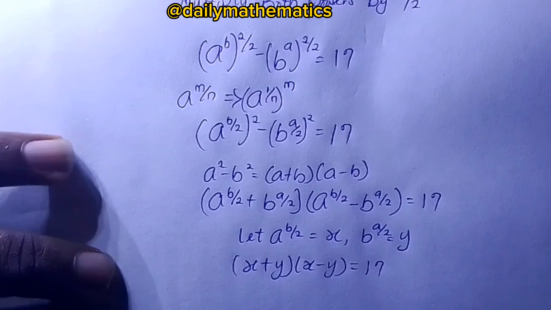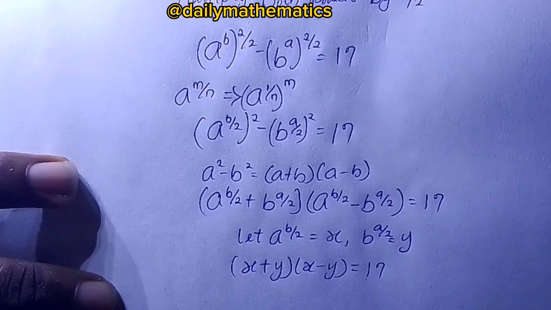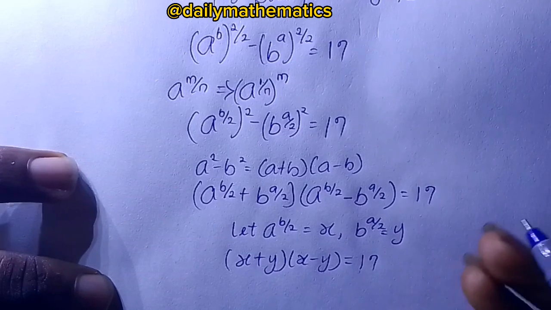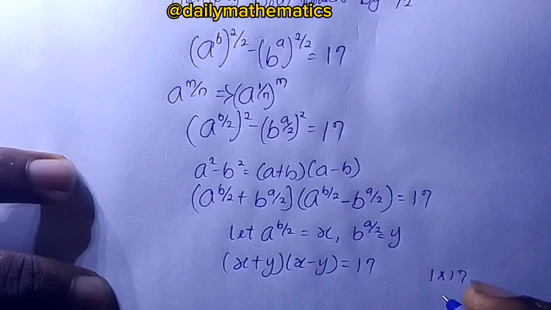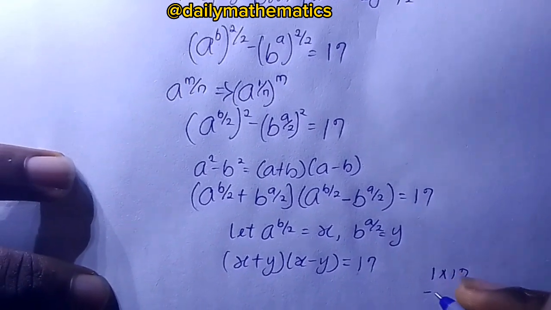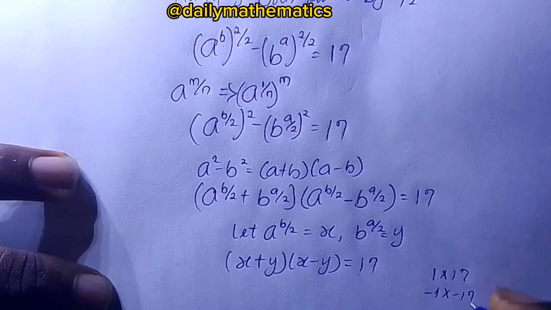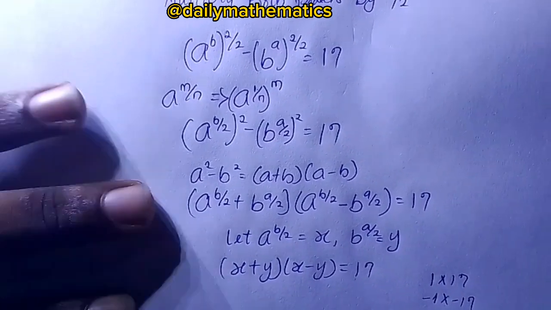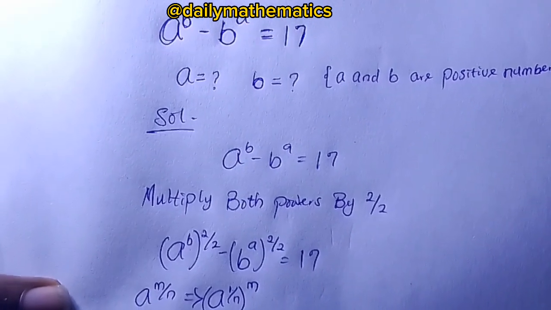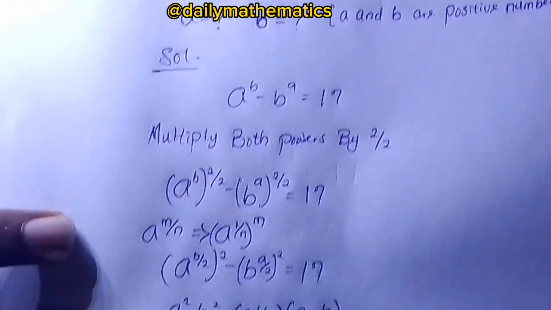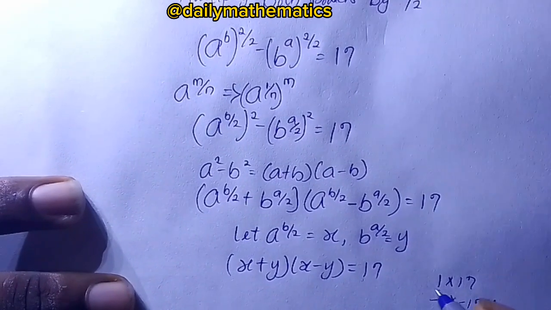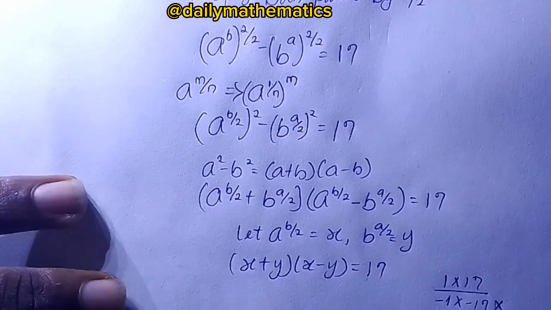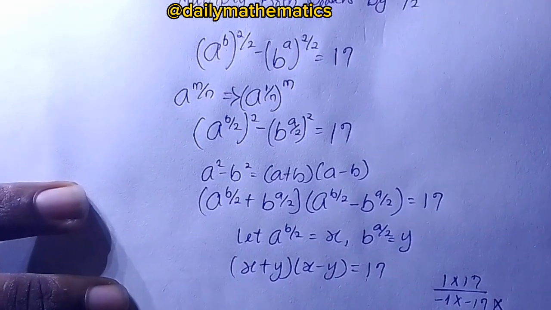So what's the next thing to do? What are all the factors of 17? We want to find factors of 17. We have 1 times 17, and we have minus 1 times minus 17, right? But since we were told that a and b are positive numbers, we are not going to use this other factor, so it's cancelled out. So we're using this factor because that is the positive factors of 17.